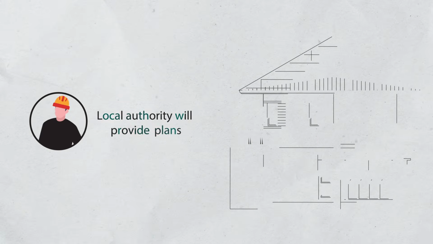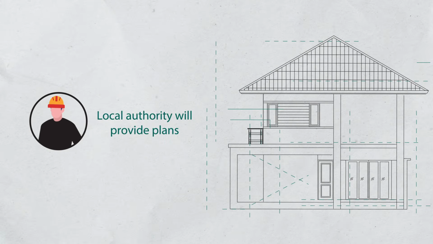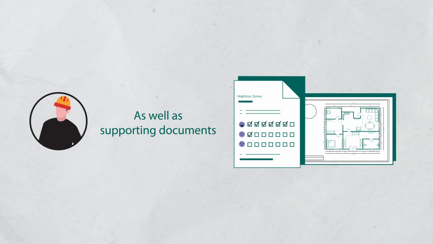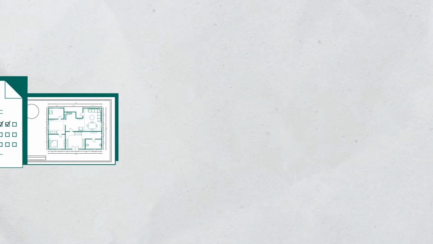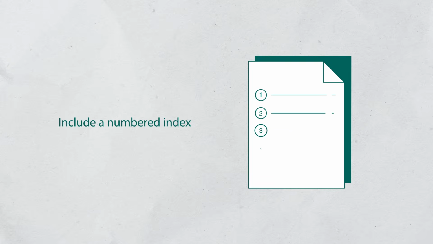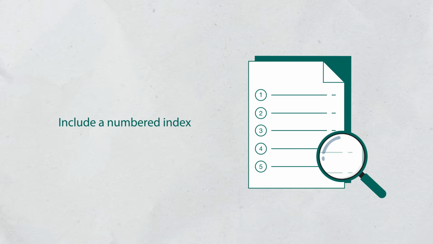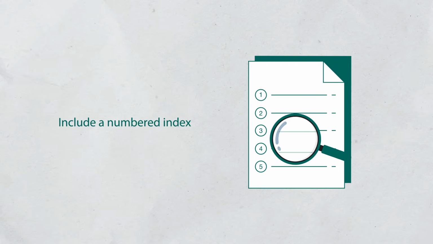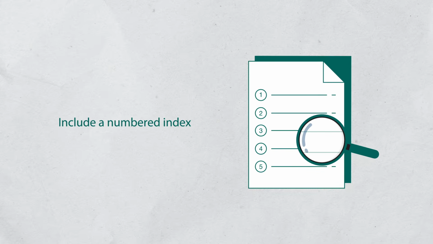The local authority will provide us with drawings and plans that were considered as part of the application, as well as any supporting documents like surveys or reports. Where we ask that you provide further details or evidence, always include a numbered index listing every document you're submitting. Think of it as a contents page that helps everyone quickly find what they need.